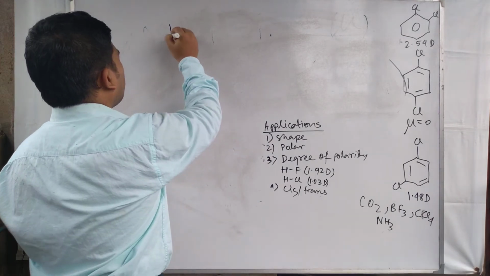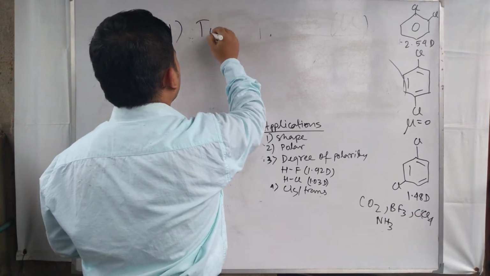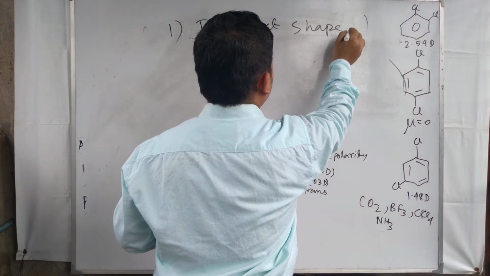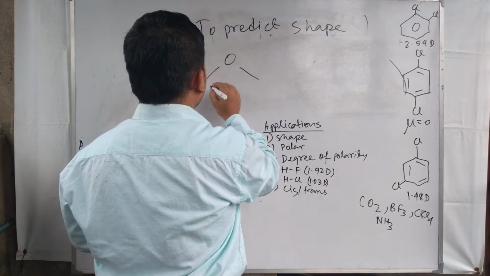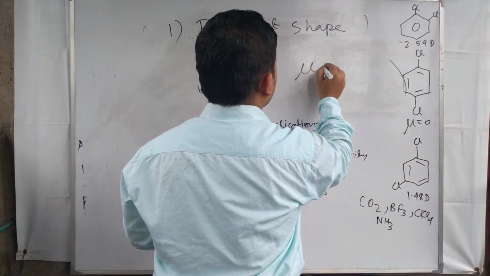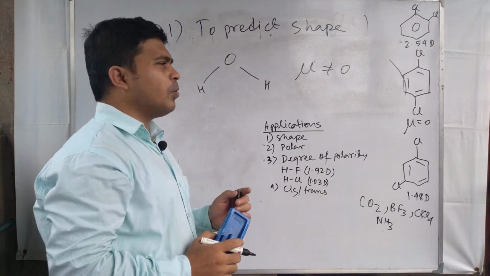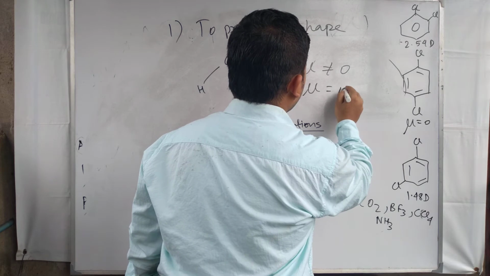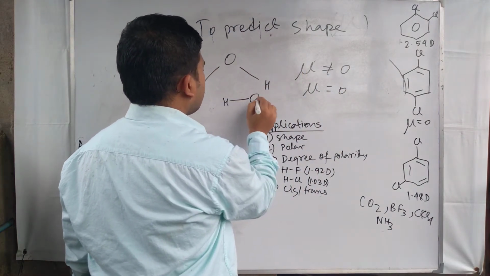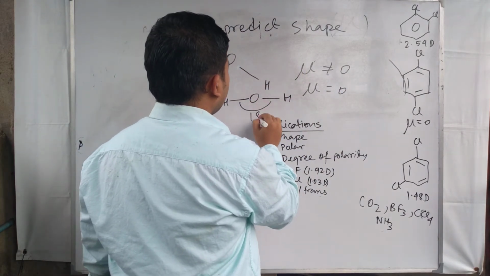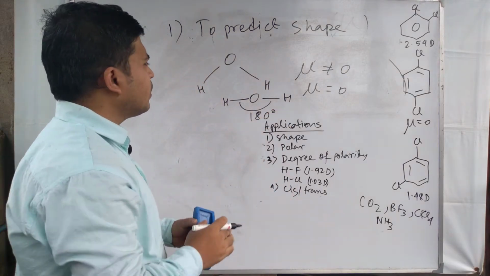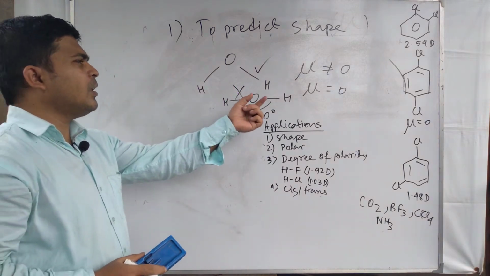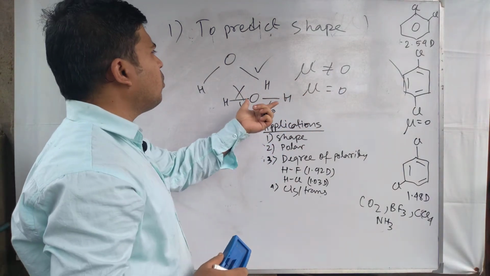Important application number 1 is to find or to predict shape. Suppose a water molecule has a dipole moment mu net not equal to 0. If mu were equal to 0, the shape of water would have to be linear, a 180 degree angle, but this does not happen. This one is correct. So for this reason we can say that the water molecule is an angular molecule.